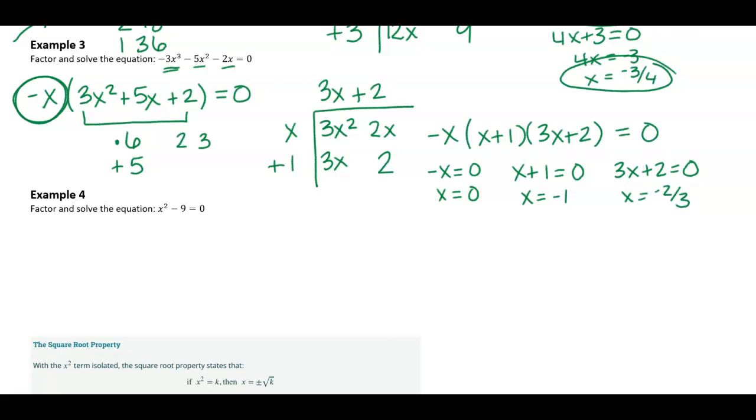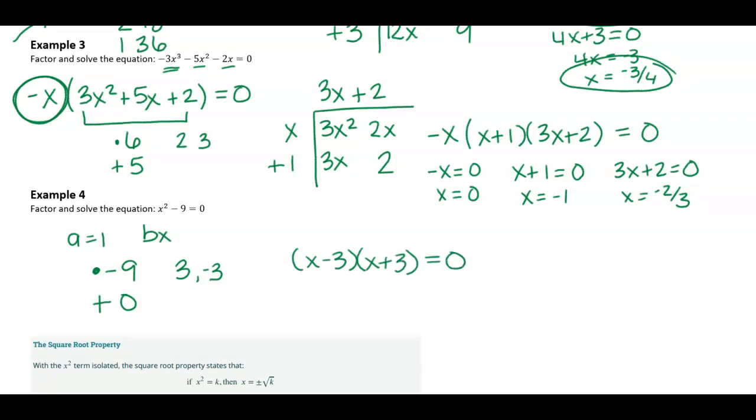Let's look at this last example. Notice I don't have a bx term. Also, a equals 1, so that's nice. I need 2 numbers that multiply to negative 9 and add to 0. That's going to be 3 and negative 3. Since a is 1, those are my 2 factors. And so I get that x could be 3 or x could be negative 3.